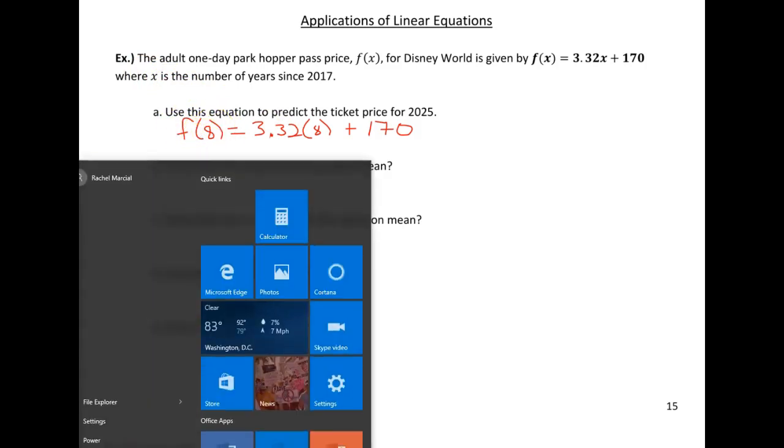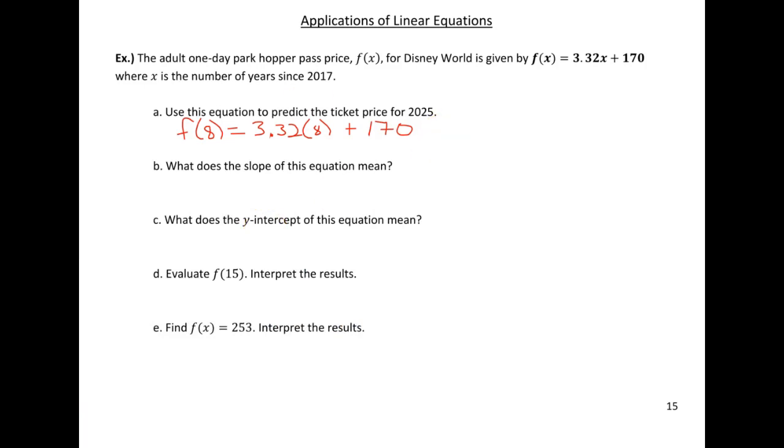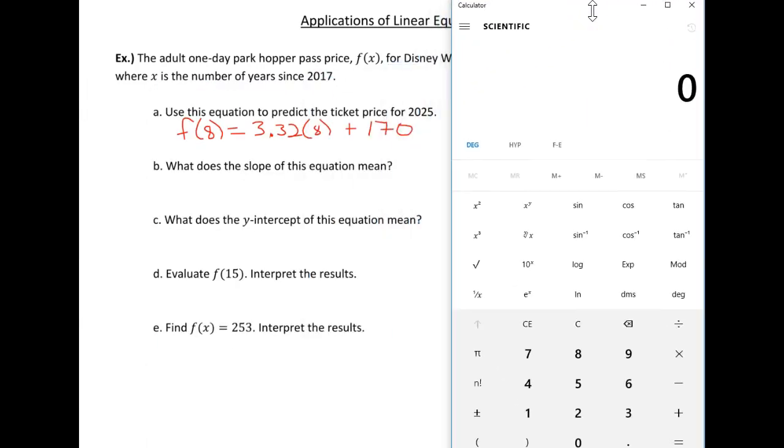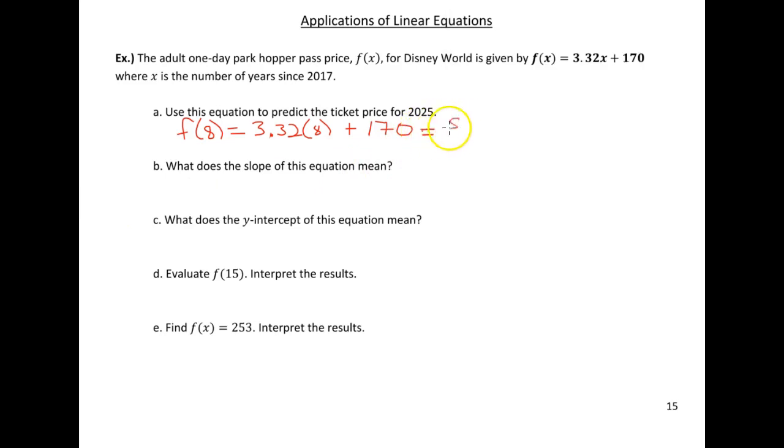Let me get out my calculator here. Order of operations says we have to multiply first: 3.32 times 8 plus 170. We have 196 and 56 cents. So let's interpret what this means. It means in the year 2025, the predicted price of that one-day park hopper pass to Disney World is going to be $196.56.